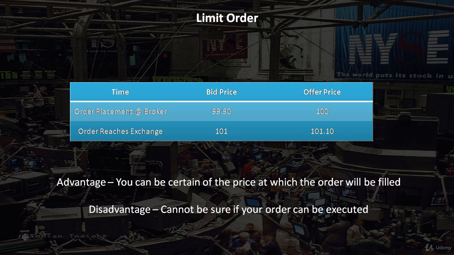The advantage of a limit order is that you can be certain about the price at which your order will be filled. The disadvantage is that you can never be sure if your order will be executed. For example, if you want to buy a security at 100, but by the time your order reaches the exchange, the prices go up and do not come back, then your order will not be executed.